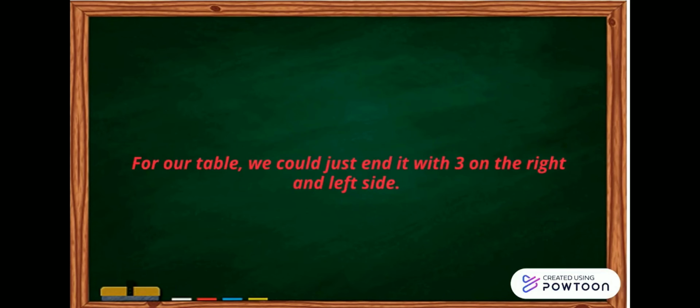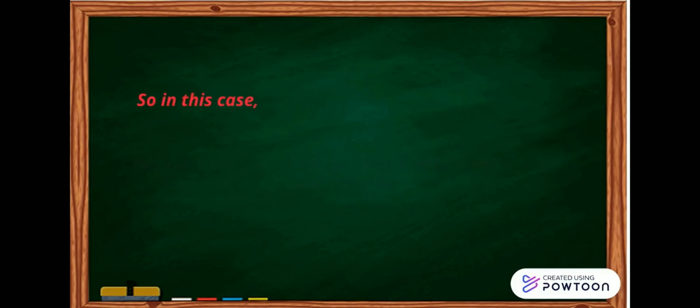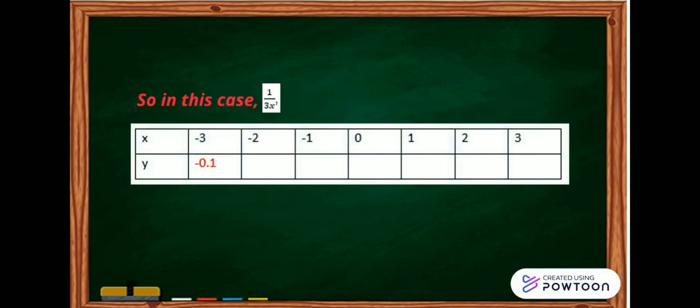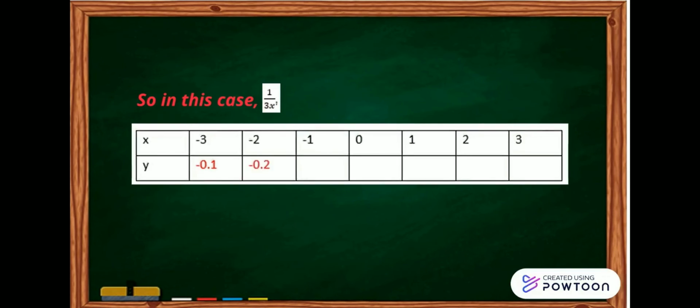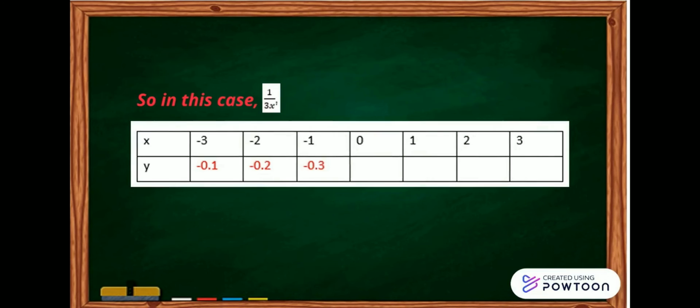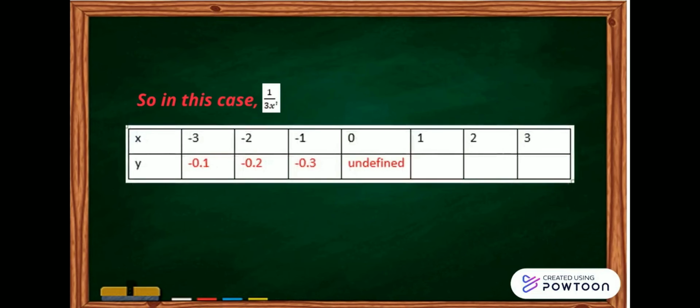For our table, we could just end it with 3 on the right and left side. So in this case, 1 over 3 times negative 3 is equal to negative 0.1. 1 over 3 times negative 2 is equal to negative 0.2. 1 over 3 times negative 1 is equal to negative 0.3. 1 over 3 times 0 is undefined.